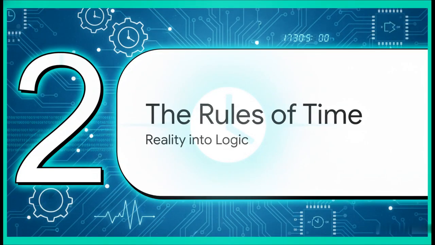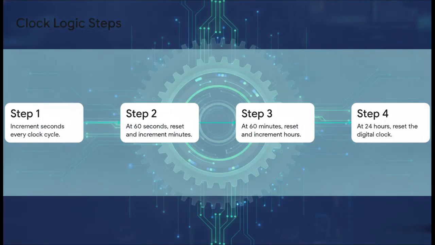Moving on to part 2, the rules of time, where we translate reality into logic. Okay, before we write a single line of code, we really have to define the physical rules of how a clock behaves. Because computers, well, they have to be explicitly taught how time works. The theory we're outlining is a perfect logic cascade.